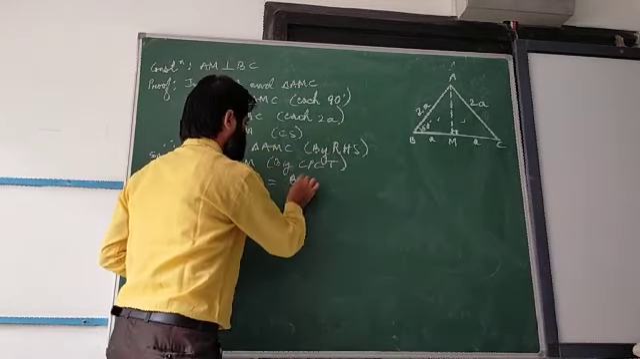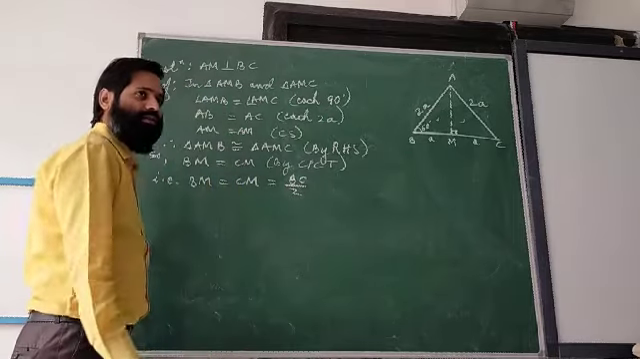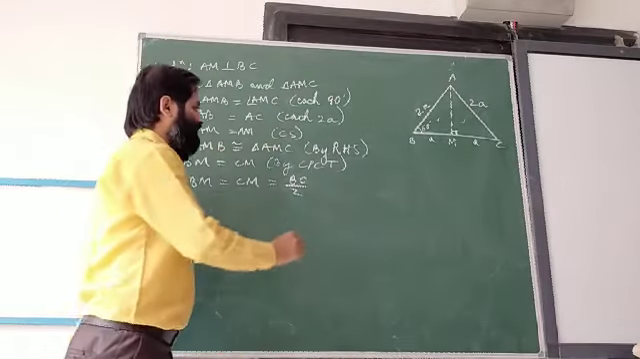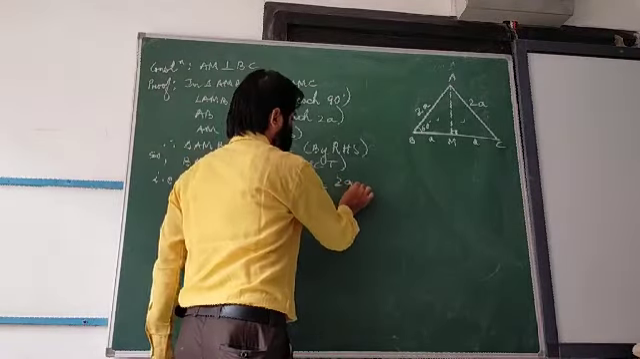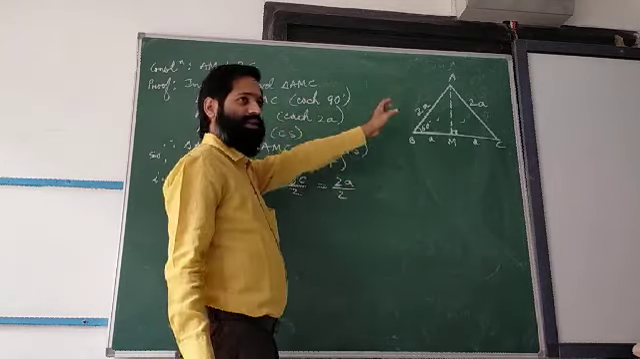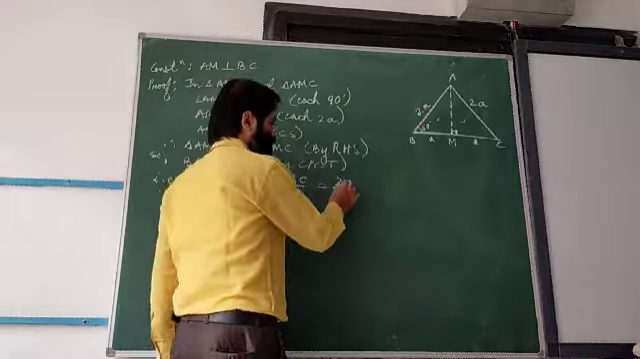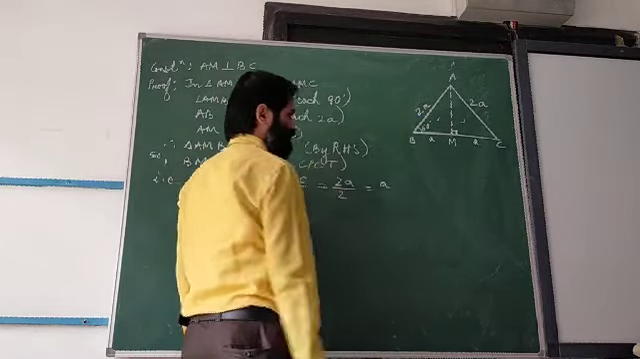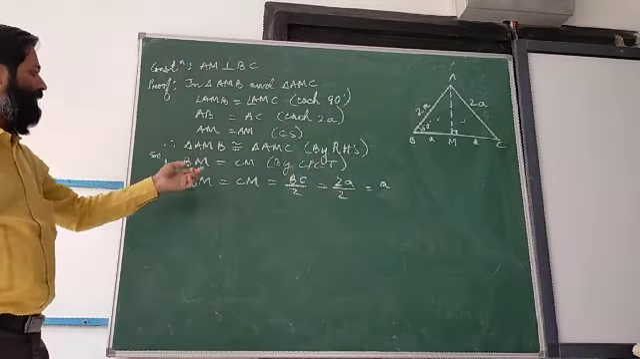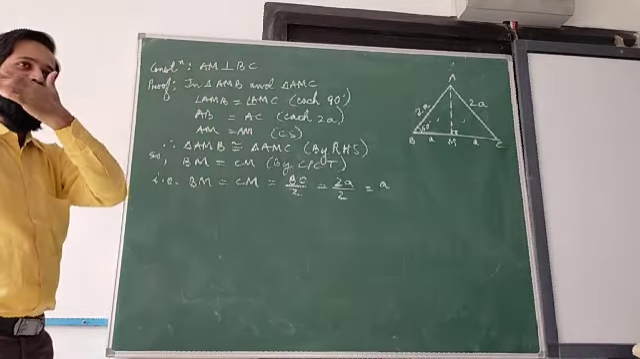BC by 2? Is it clear? Now what was BC? 2A. All the sides are equal, right, in an equilateral triangle. So BC is 2A. 2A by 2 equals to? So we got BM and CM as A. Now we got A, okay?